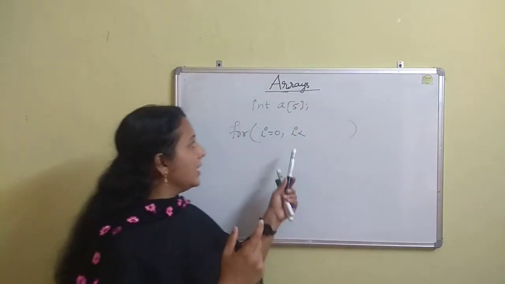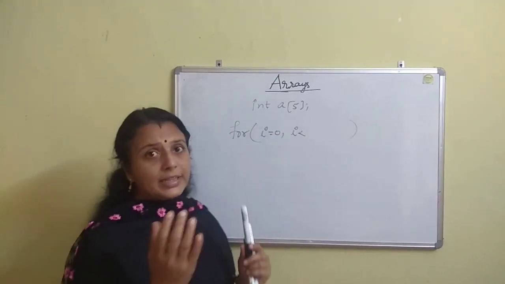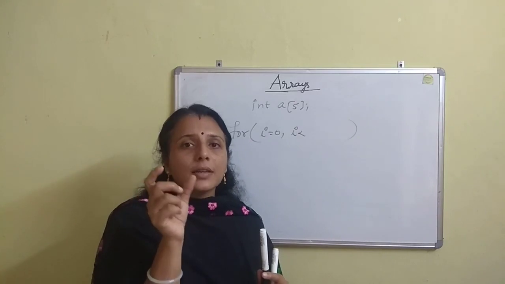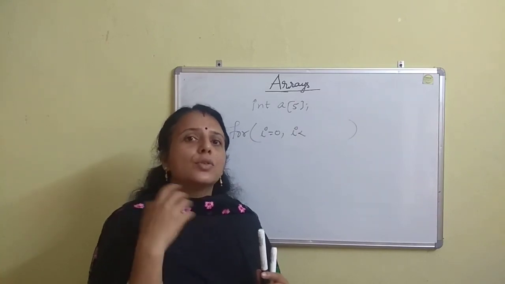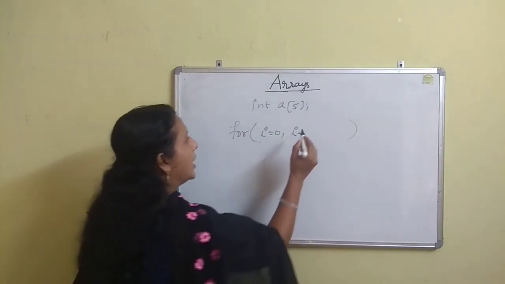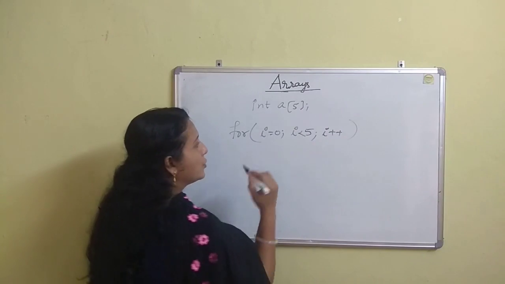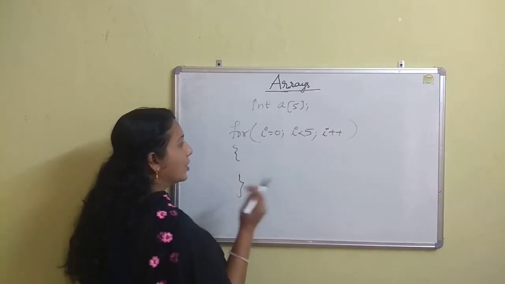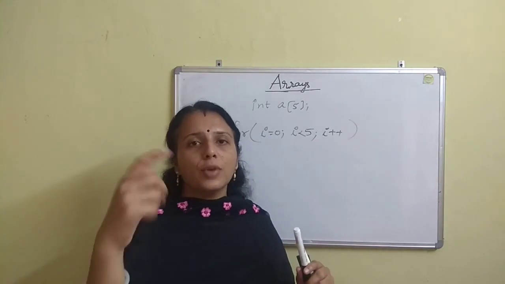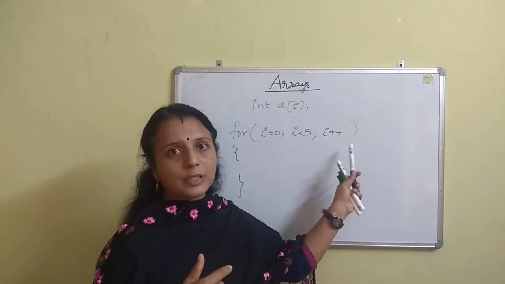So what should be the condition? Your i should be less than 5. Our index is starting from 0, so the last, 5th index is 4. So you have to write 5 here: i less than 5 and i plus plus. You have to get the elements into the corresponding continuous cells, so you have to increment the i value also. For that purpose, you have written i plus plus.